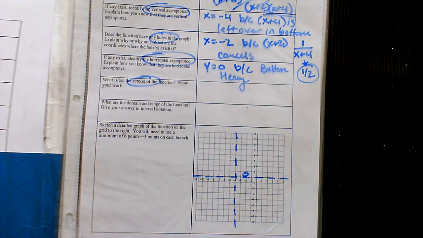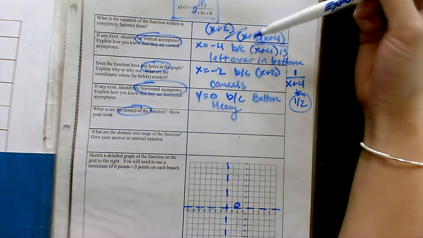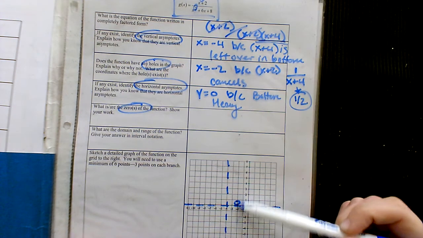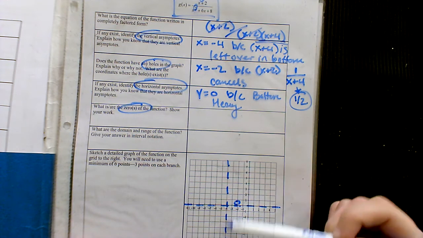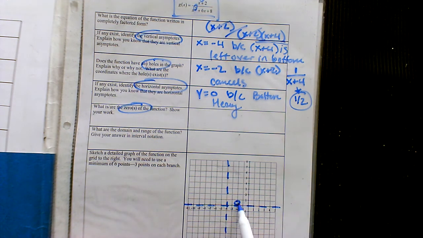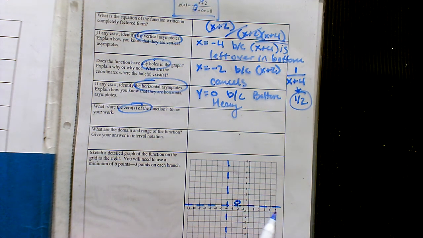What do you think, Caitlin? Why? Okay, so we said -2 was a hole, and -4 was a vertical asymptote. Those make the bottom 0, but those aren't on the x-axis. We've already dealt with those.